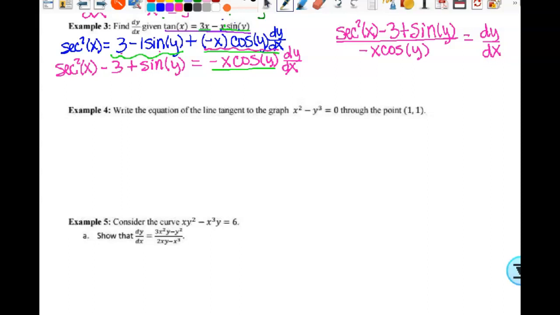Now, the equivalent form would be negative secant squared x plus 3 minus the sine of y over a positive x times the cosine of y. Could the three terms in the numerator also be in a different order? Yes, as long as the sign stayed with them, we could flip them around or whatever.